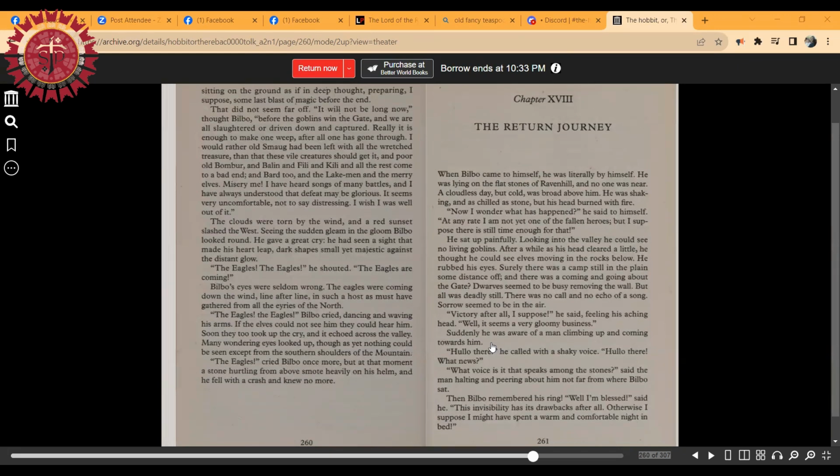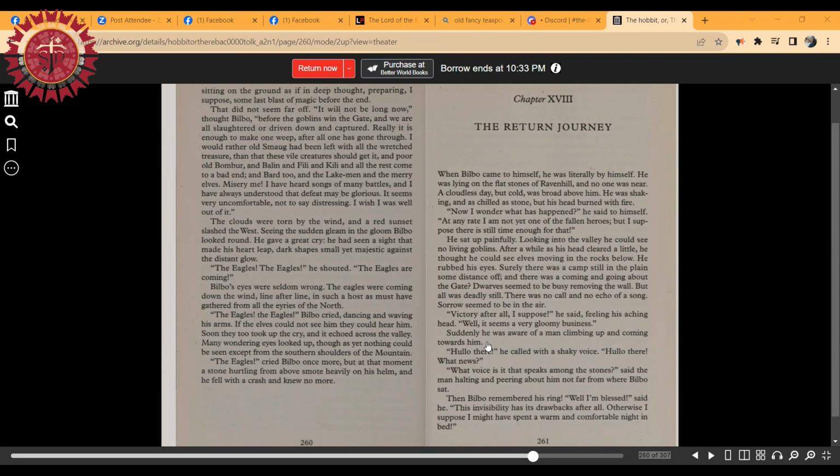Looking into the valley, he could see no living goblins. After a while, as his head cleared a little, he thought he could see elves moving in the rocks below. He rubbed his eye. Surely there was a camp still in the plain some distance off, and there was a coming and going about the gates. Dwarves seemed to be busy removing the wall. But all was deadly still. There was no call and no echo of a song. Sorrow seemed to be in the air.